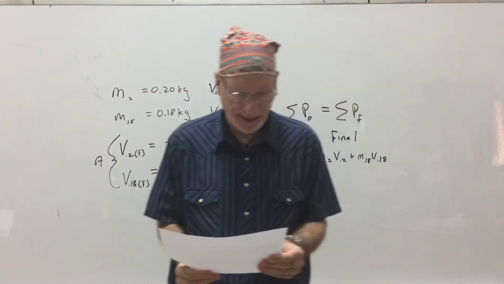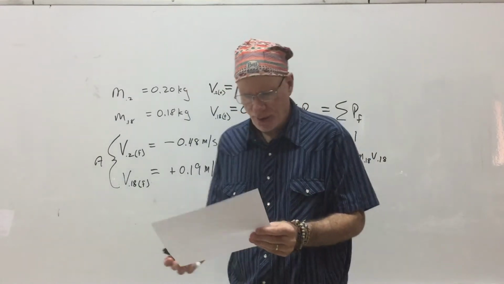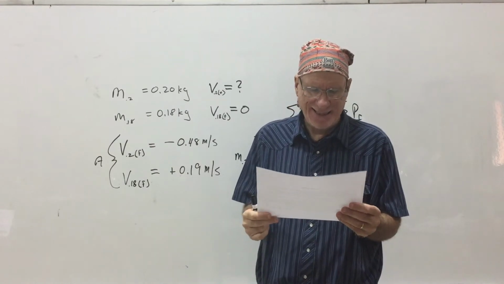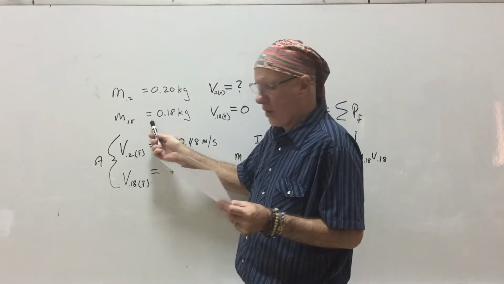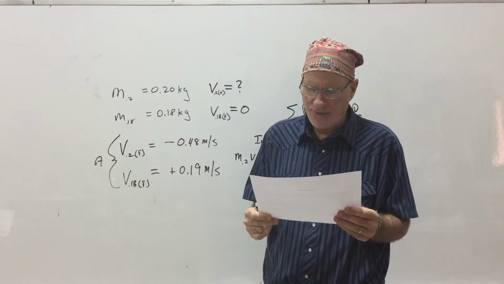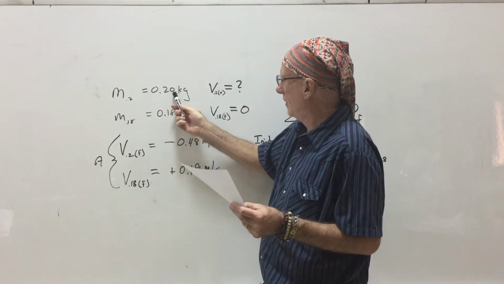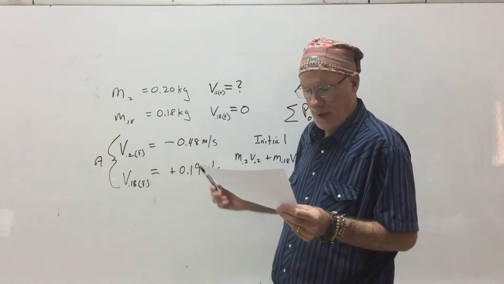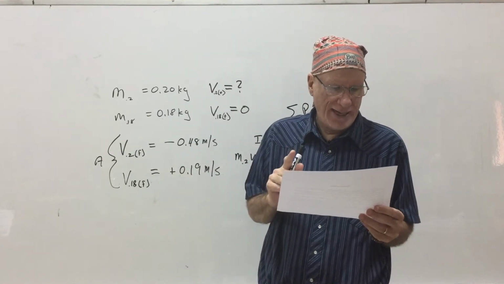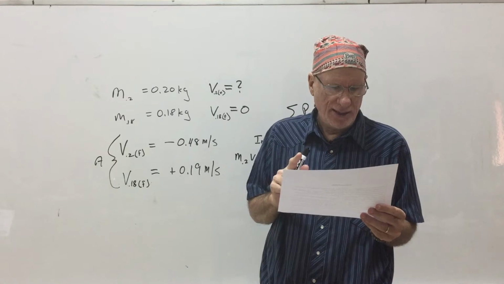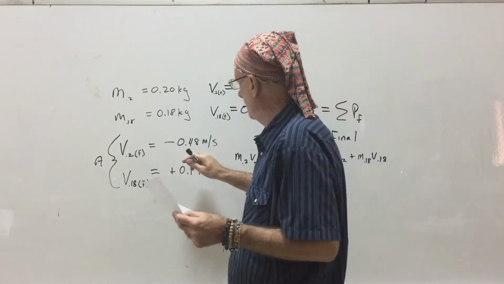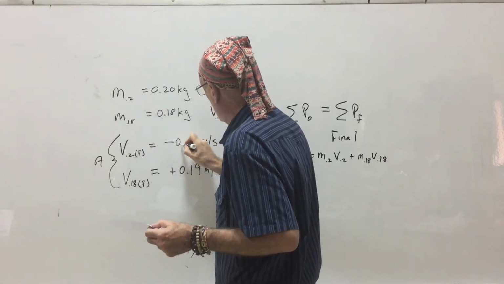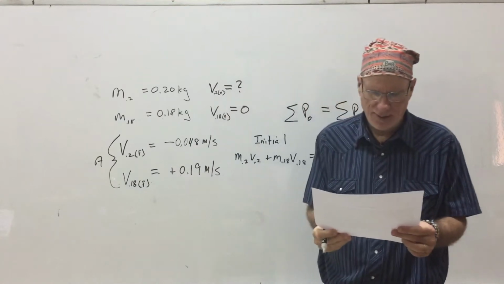It says, number 6, a 0.2 kilogram object makes an elastic head-on collision with a 0.18 kilogram object. The final velocity of the 0.2 kilogram object is negative 0.048 meters per second in the direction opposite the initial movement. Okay, that is 0.048. Okay? Right.